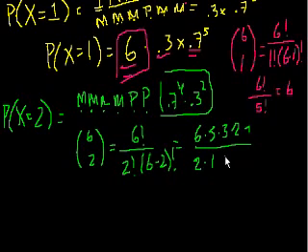6 minus 2 is 4 factorial. It's 4 times 3 times 2 times 1. Oh, and actually, I forgot to write a 4 up here. It's 6 times 5 times 4 times 3 times 2 times 1. Anyway, this cancels out with that. The 2 and the 6 is 3, so it becomes 15.